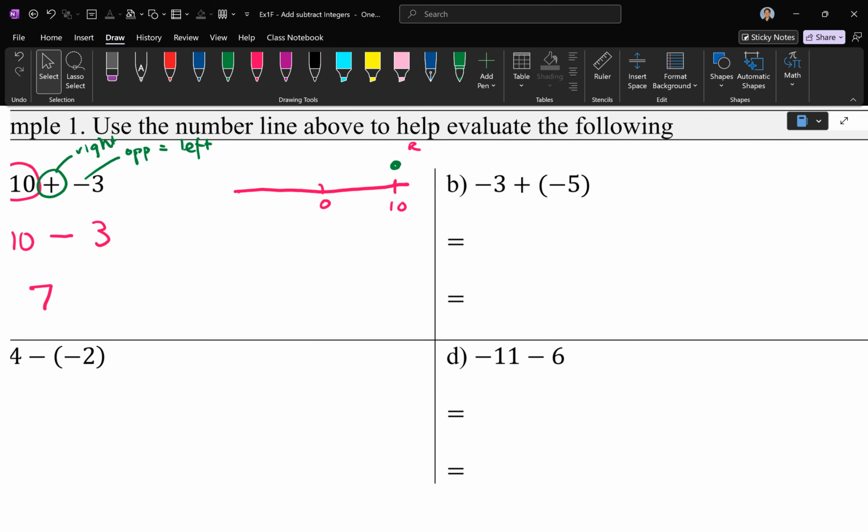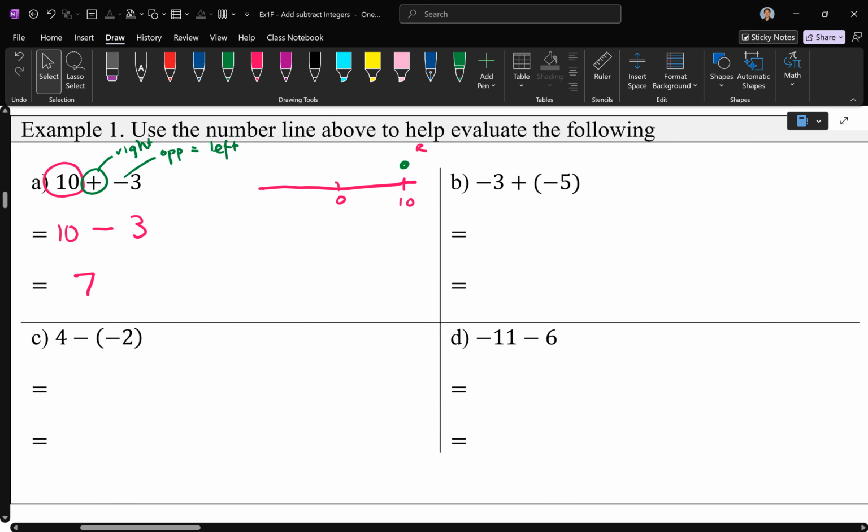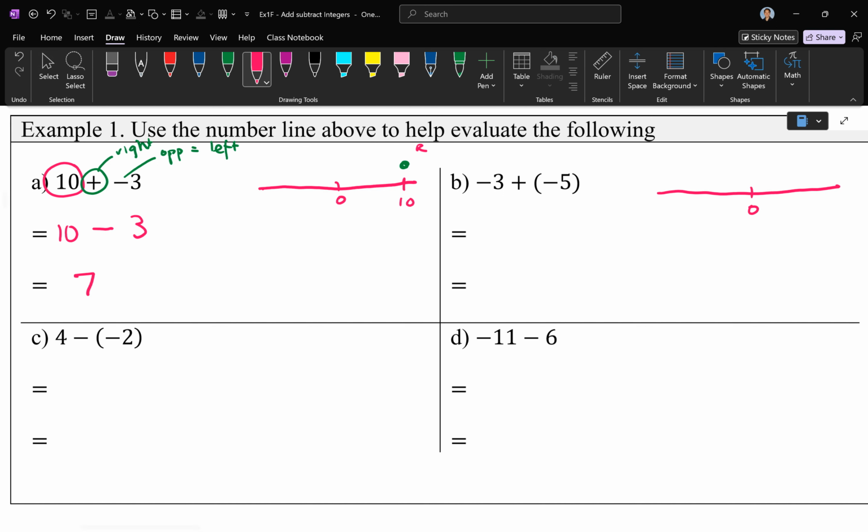So let's do the same thing with this one. Negative 3 plus a negative 5. So let's do it again. I'll draw a number line. Here's 0. The number I'm starting off with is negative 3. Where's negative 3? It is on the left side of the 0 sign. So I'll write here, negative 3. This is where I'm starting.